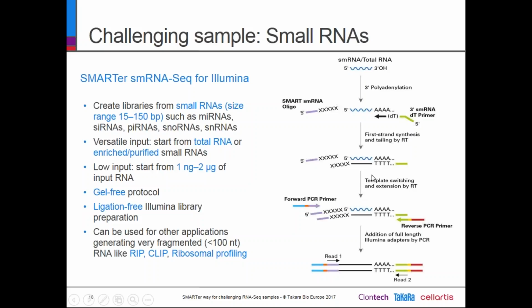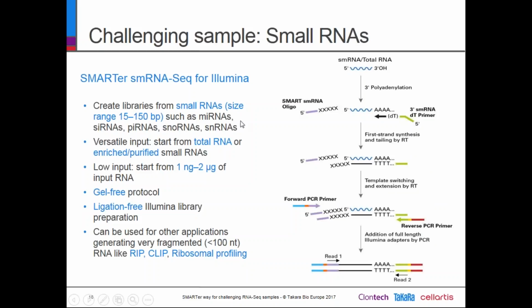We are not requiring with this protocol this tedious PAGE gel purification, in which you need to run a polyacrylamide gel and let it run and then cut the small band, all this cumbersome and long procedure. We are providing two options for the size selection: one is using the Blue Pippin instrument, the other is doing that by using AMPure beads. And the incorporation of the Illumina adapters is ligation free, so we are not having this bias issue, and of course the protocol is very fast.